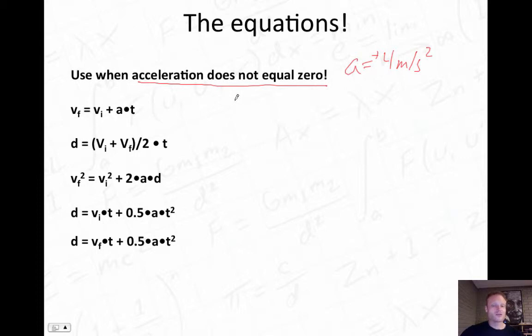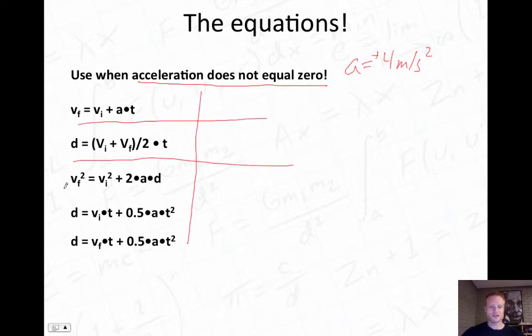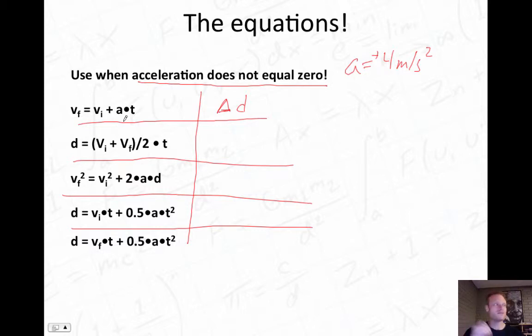All right, and I'm going to go through that because it turns out to be useful in terms of what they're missing. So this first one, I'm going to make a little chart here. What are they missing? You'll notice that this first one is missing delta D. There's no displacement in this equation. So if the problem gives you an initial velocity, a final velocity, and an acceleration, you could then solve for time. Or if it gives you time, v sub i, v sub f, you could then find acceleration.